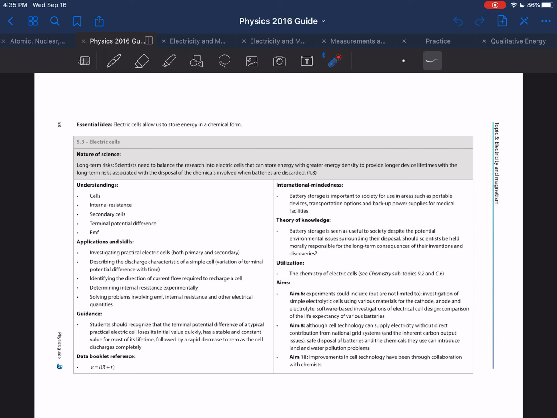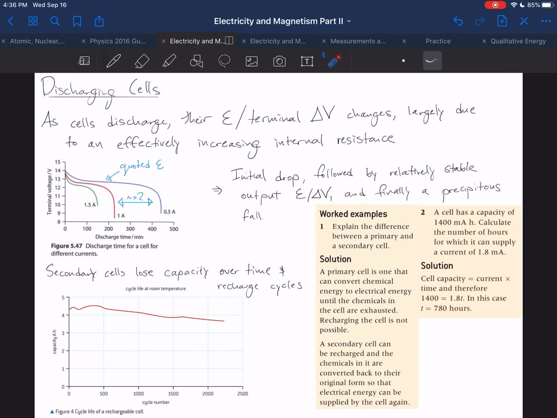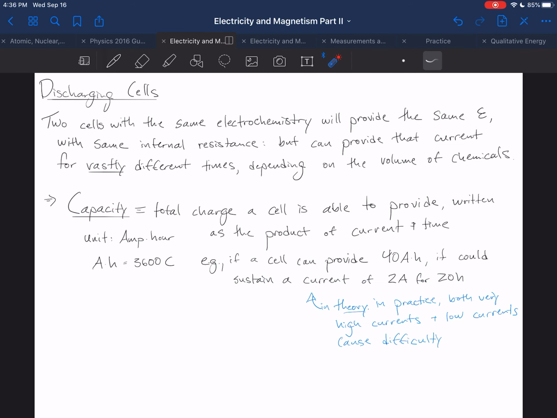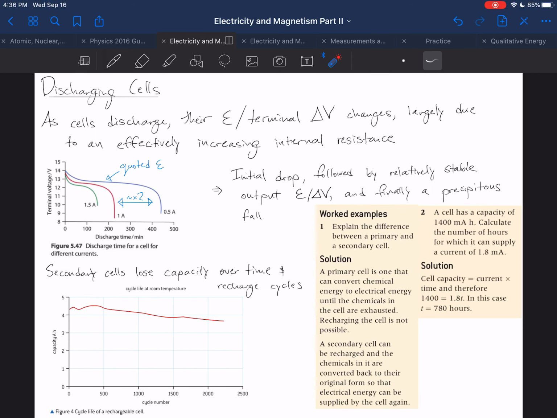Hello everyone. In this video, we will continue to discuss topic 5.3, electric cells, and in particular, we will continue to discuss discharge of cells. We introduced the idea that cells have a certain capacity, and given that capacity, can sustain a current for a time, which can be read off the capacity directly.